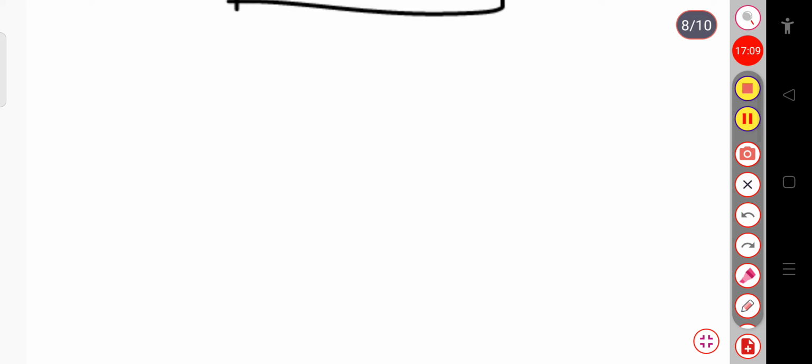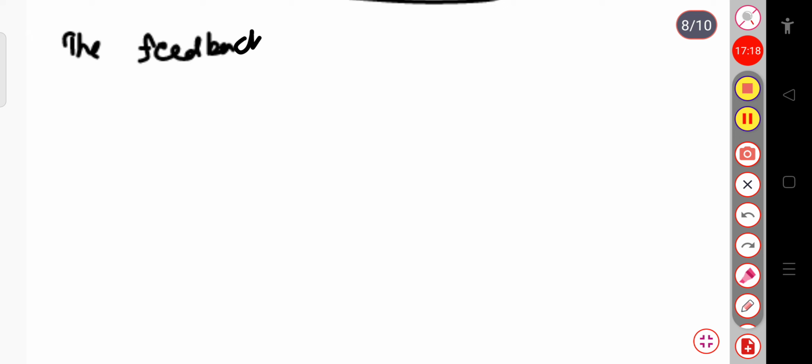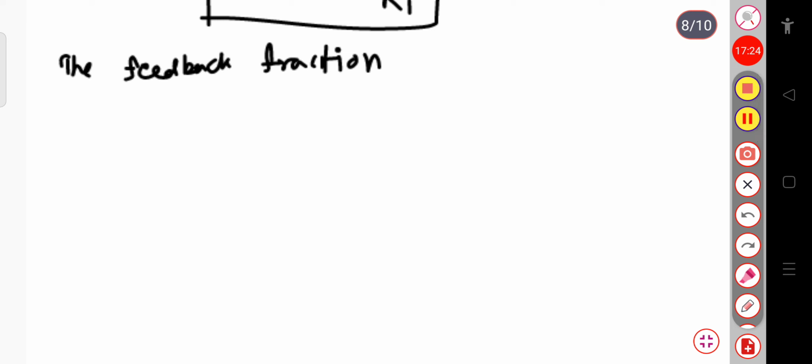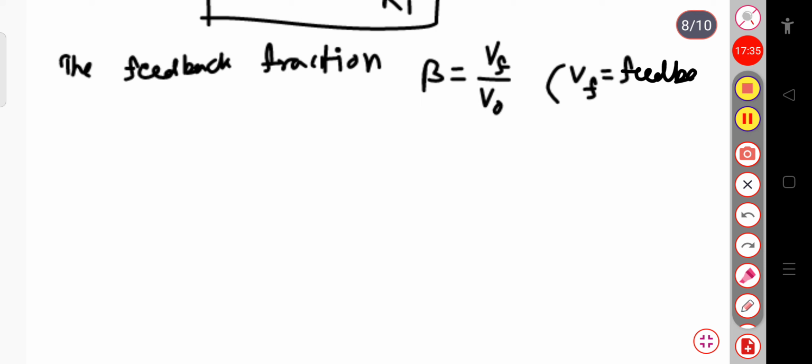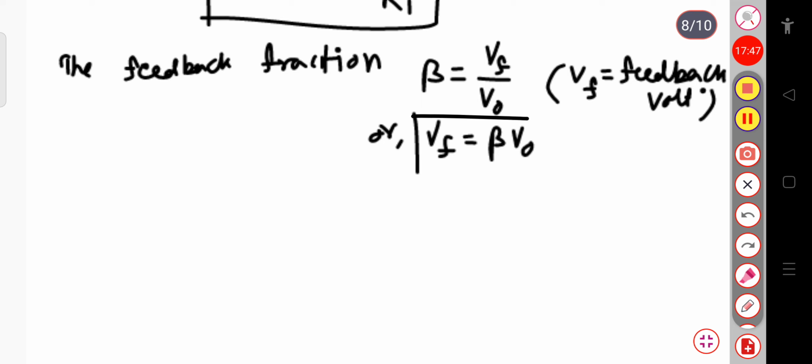Now let us calculate the feedback fraction. Suppose I denote it as beta, so beta is equal to the feedback voltage divided by the output voltage. Let me write Vf equal to the feedback voltage. Or we can write Vf equal to beta into Vo. That is, the feedback voltage can be written as the feedback fraction into the output voltage.